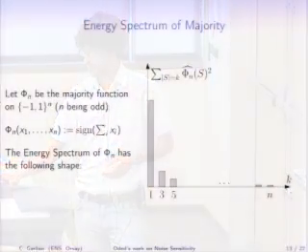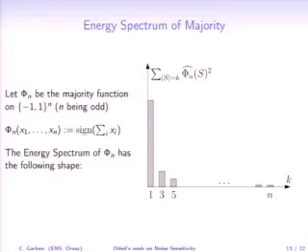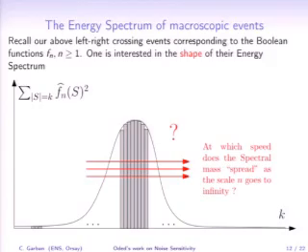So just as a comparison, I've drawn here the energy spectrum of the majority function. In this case, you can compute things explicitly. And you can see that in some sense, most of the spectral mass will be localized on finite frequencies. So we expect that in the case of percolation, it should look very differently.